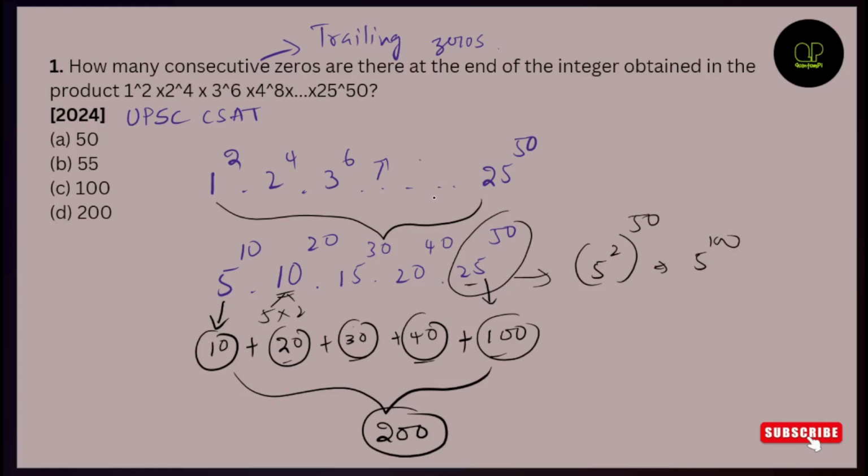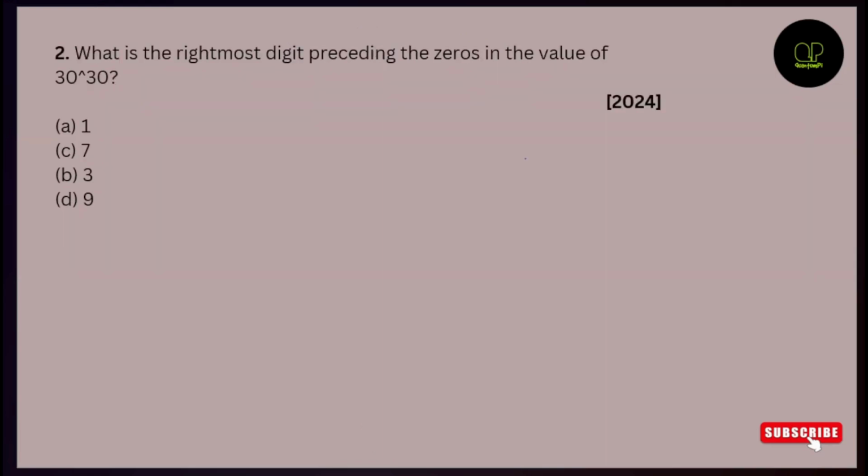So how many zeros would it form? 200 fives and 200 2s will give you 200 zeros. I hope the explanation is clear. Now let's move on to the next question.